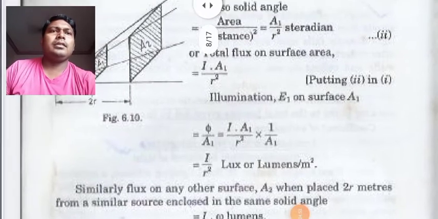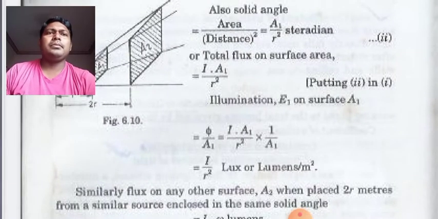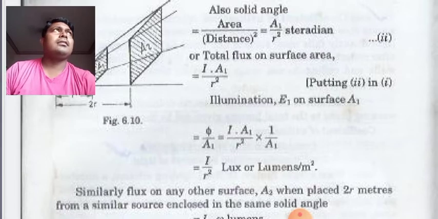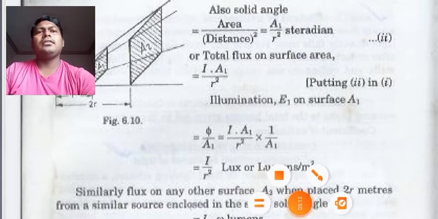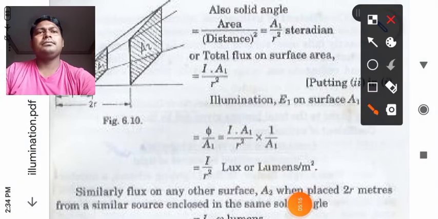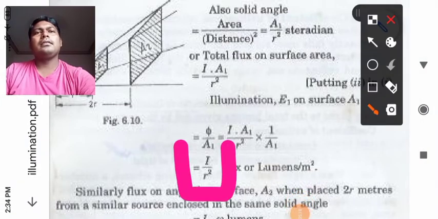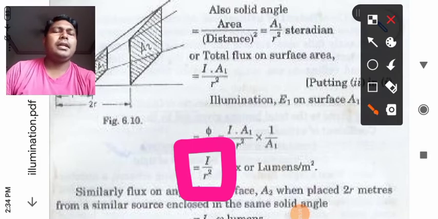So the illumination E is equal to flux divided by A1, which is equal to I into A1 divided by r square into 1 by A1, which is equal to capital I divided by r square lux. So all those things will cancel out. Only the thing which is left is I divided by r square.